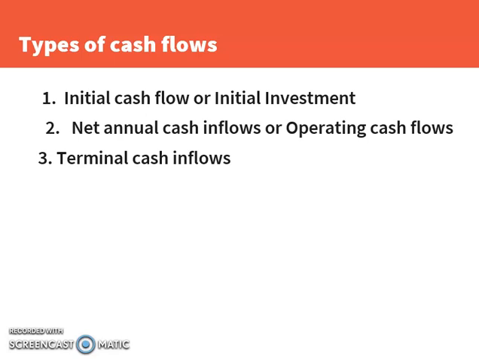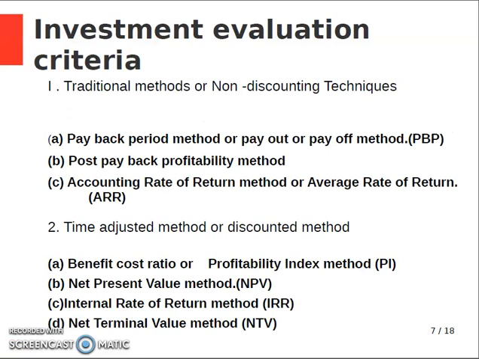That is, when you sell your asset, you get a scrap value. Or it could be the working capital which was invested in the beginning but no longer required. So that also you can dispose and you get some proceeds out of that. So these two, the scrap value or the excess working capital, become the terminal cash inflows. Okay. So these are the types of cash flows.